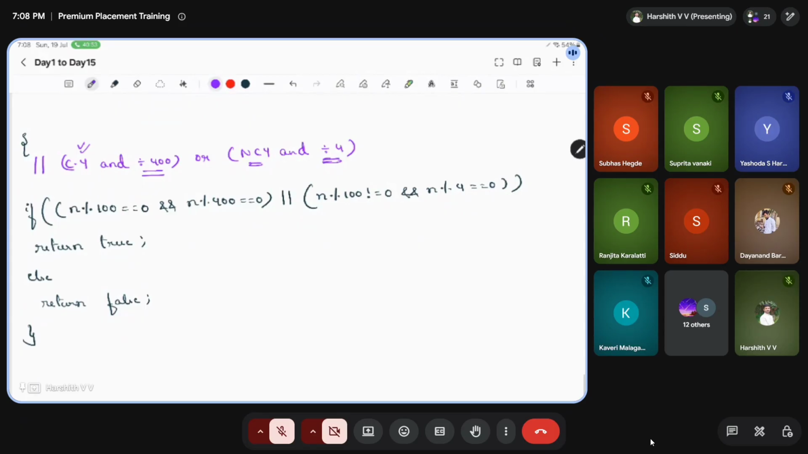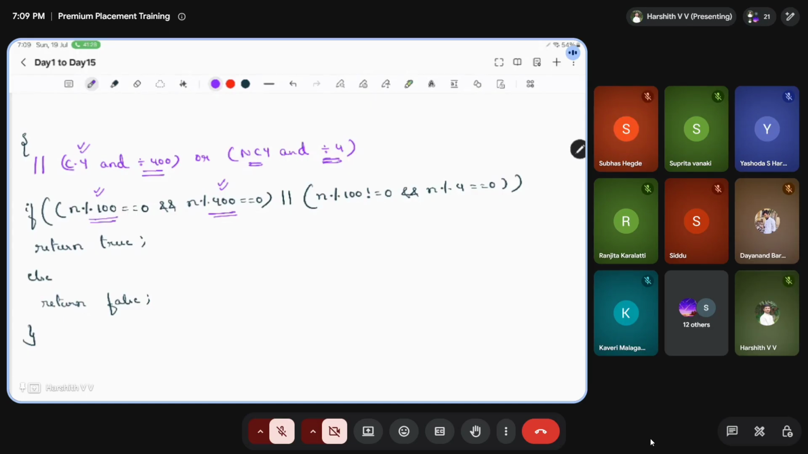We can say that the first condition is correct. Why? Because here we are checking whether the year is divisible by 100 and the year is divisible by 400. For this condition to be true, the year should be divisible by both 100 and 400. But logically, if the year is divisible by 400, obviously it will be divisible by 100, 100%. Any year divisible by 400 is divisible by 100 for sure. Correct or not?